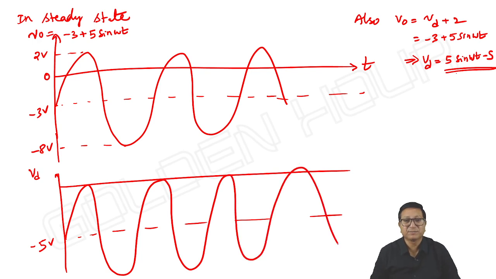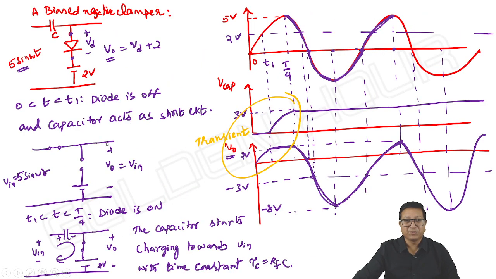Vd is like this only, but V output is Vd plus 2, means this Vd is 5 sine omega t minus 5, to which 2 volts is added. That's it. Means, you know the output without this 2 volts. Without 2 volts, the output of the circuit is 5 sine omega t minus 5, to which you are adding 2, so that the overall output is 5 sine omega t minus 5 plus 2. That is the final conclusion.